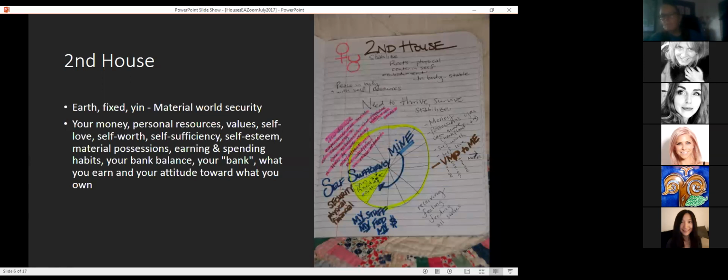So it's what you earn, and then your attitude towards what you own. In the second house, by nature, we have a tendency to want to say it's mine, it's my stuff, my money. And then we have a tendency to protect it and hunker down with it. This is why the second house sometimes gets associated with hoarding things, right? There's a fear that there won't be enough stuff.